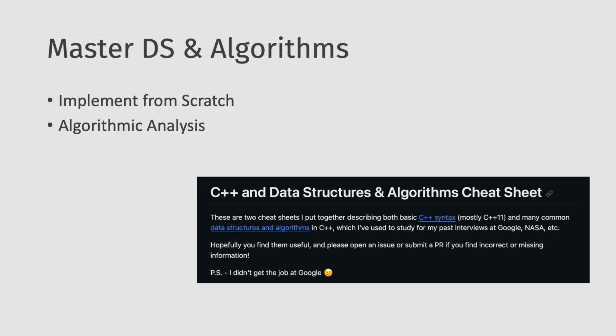To enhance your learning journey, consider exploring the CPP cheat sheet repository on GitHub. This repository is a valuable resource offering concise summaries and characteristics of various data structures and algorithms in C++.